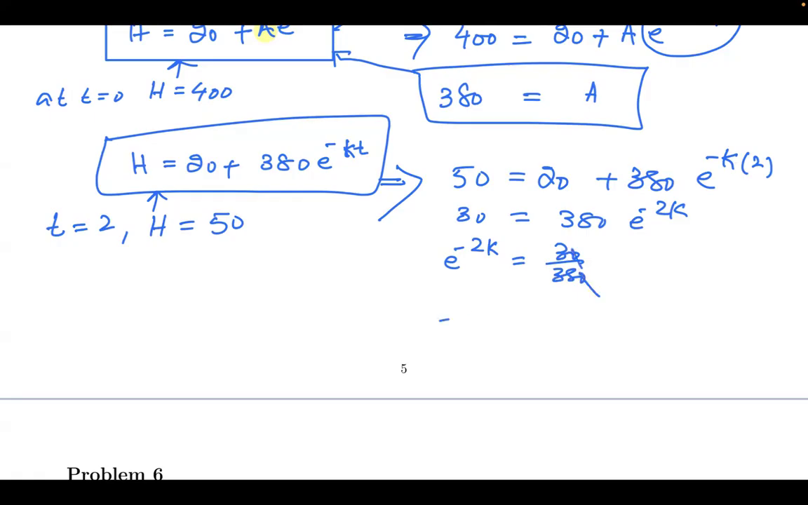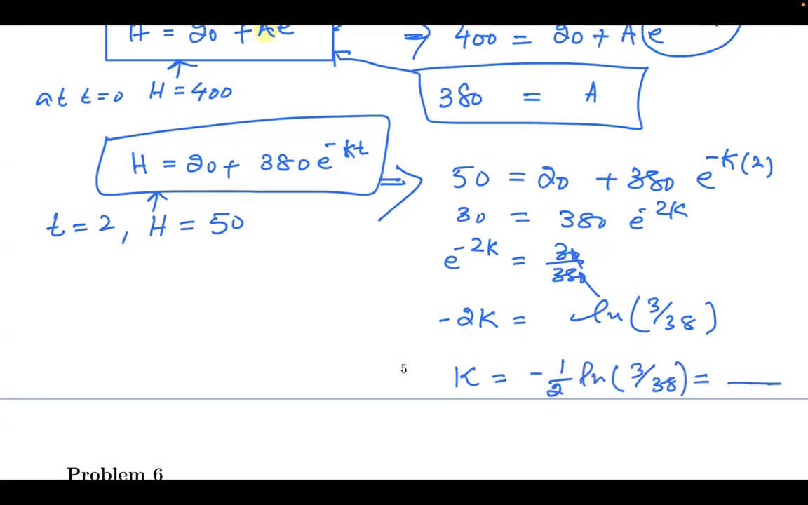If you take the log on both sides, negative 2k is equal to log 3 over 38. And you divide this by minus 2, then you will get minus 1 over 2 log 3 over 38. And you need to find its value from some calculator, and you put it here.